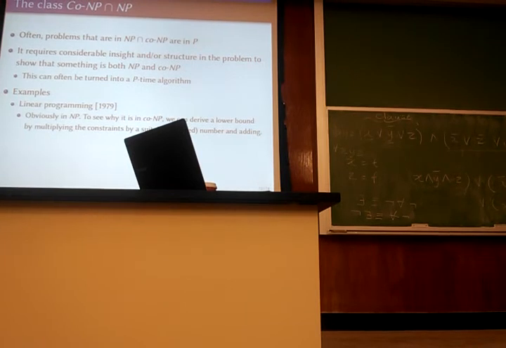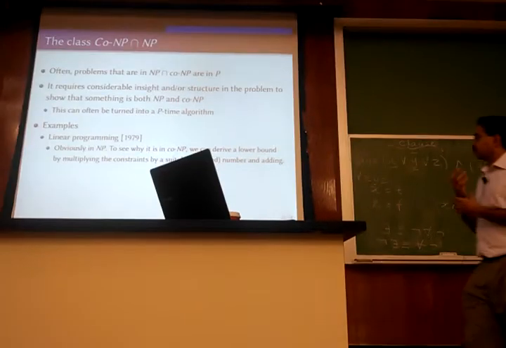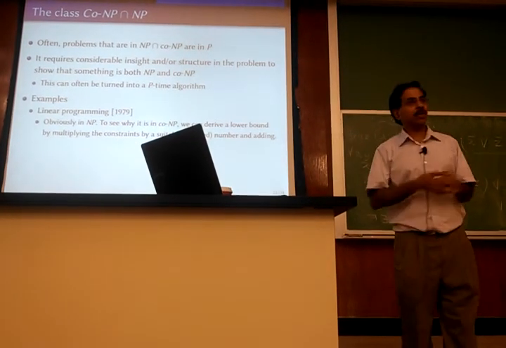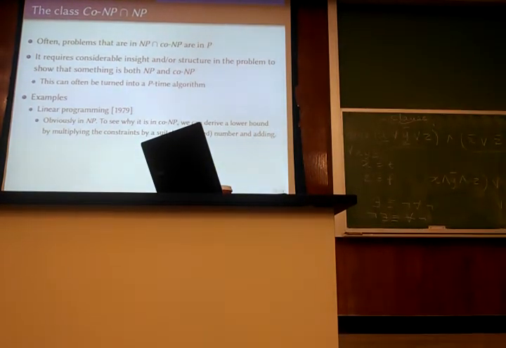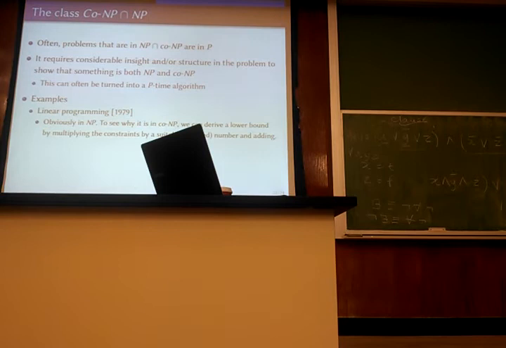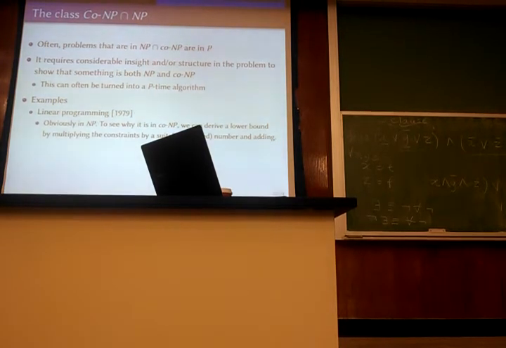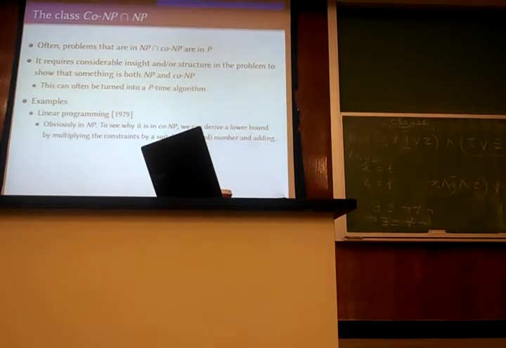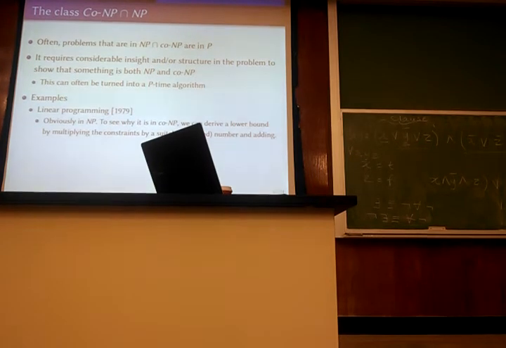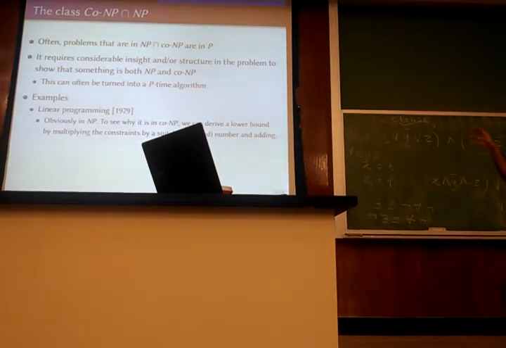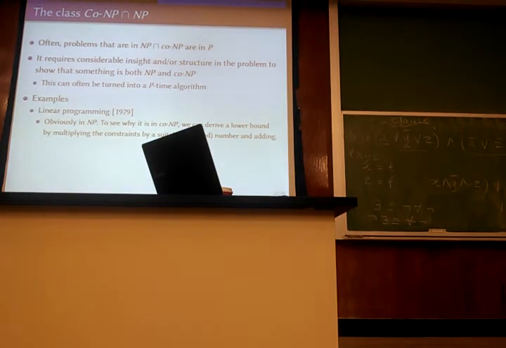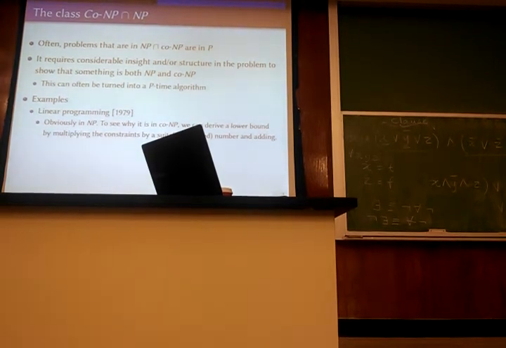So to see that it's in NP, you just have to guess a value for these variables and check that all the constraints are satisfied. Checking that the constraints are satisfied for that value is easy. And then you also evaluate the objective function at that particular value of those variables. So it's easy to check that the solution to an LP problem is valid.